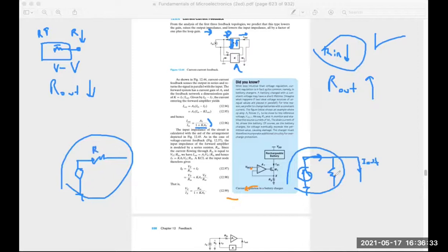Dolayısıyla bu Rout şu anda paralel. Bu Rout'un küçük olmasını mı isteriz, büyük olmasını mı isteriz? Şuradaki current maksimum olması için büyük olmasını isteriz değil mi? Infinite olmasını isteriz ki bütün akım buraya gitsin. Okay? That's why Rout goes high.